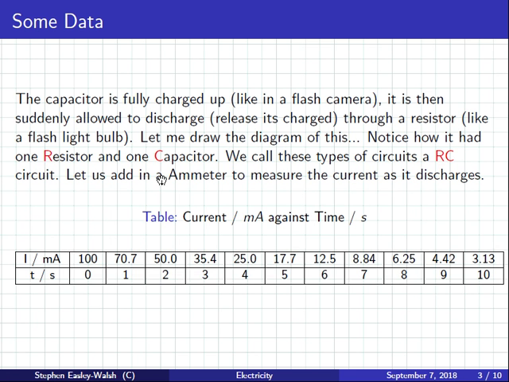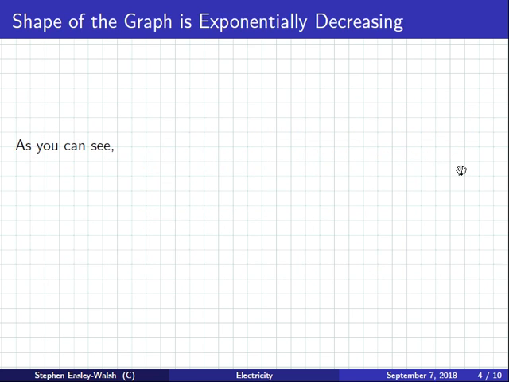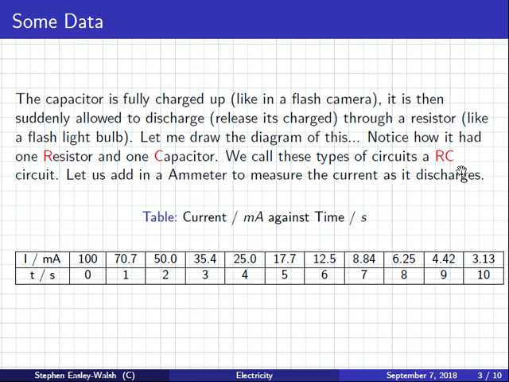So anyways, we put in the ammeter and we get some data. So here, this is milliamps and this is seconds. You start off with 100 milliamps, then 70, then 50, then 35, and so on and so on. So it decreases like this. I'll just try and roughly draw that.